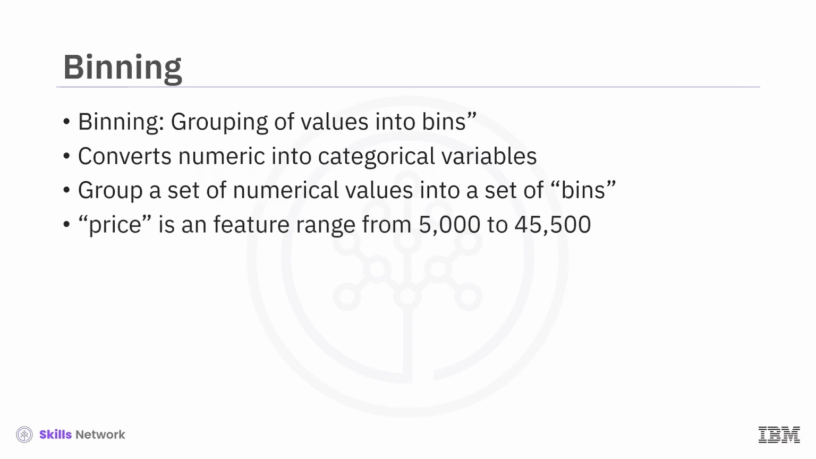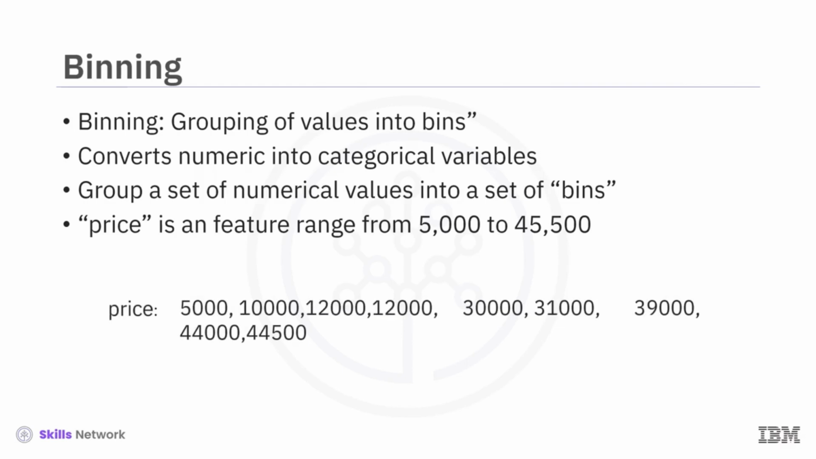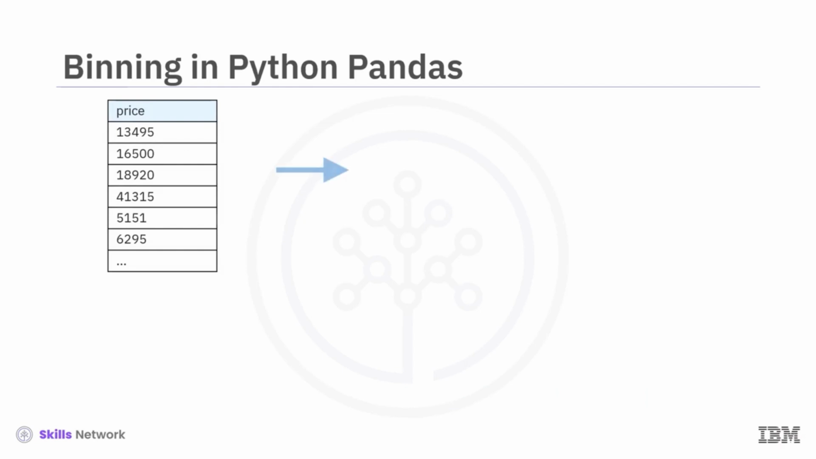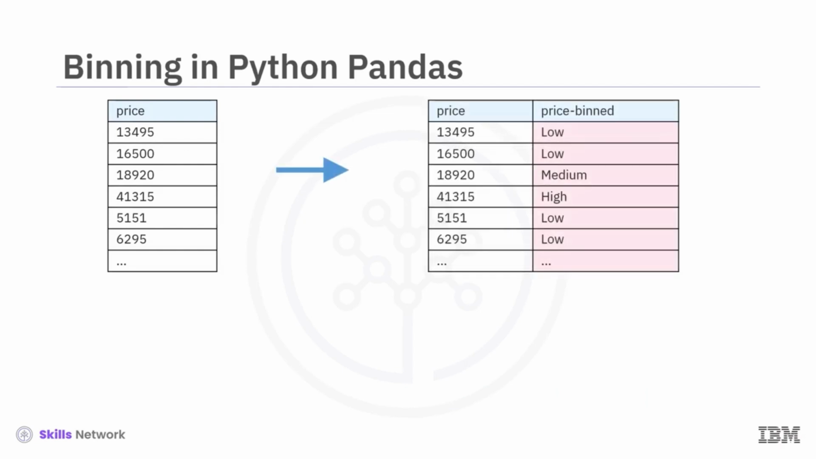As an example, price. Here is an attribute ranging from 5,000 to 45,500. Using binning, we categorize the price into 3 bins: low price, medium price, and high price. In the actual car dataset, price is a numerical variable ranging from 5,188 to 45,400. It has 201 unique values. We can categorize them into 3 bins: low, medium, and high price cars.